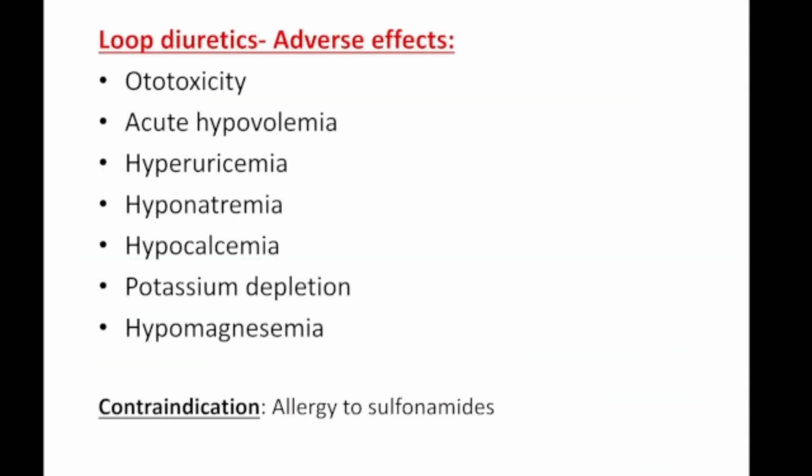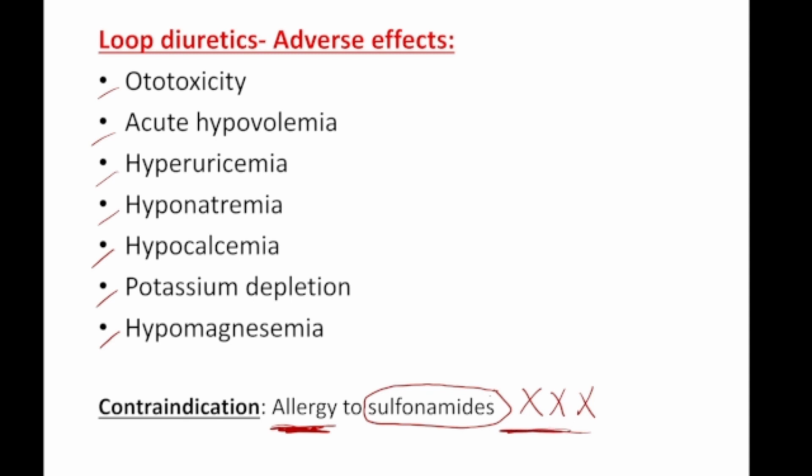What about loop diuretic adverse effects, side effects, or unwanted effects? Patients may suffer from ototoxicity, acute hypovolemia, hyperuricemia, hyponatremia, hypocalcemia, hypokalemia, potassium depletion, hypomagnesemia. And remember, the first three groups of medication belong to the sulfa group. If the patient suffers from sulfa allergy, this medication is contraindicated. It is not allowed to prescribe to a patient who has allergy to sulfa.